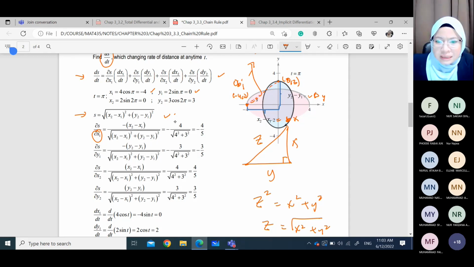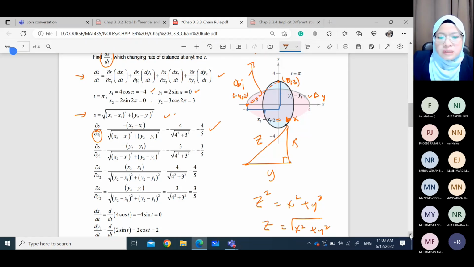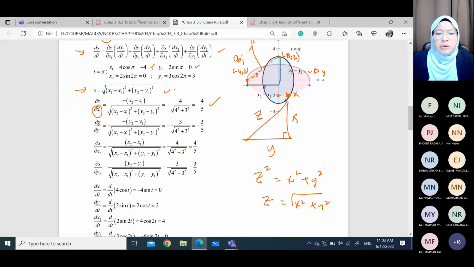Next you just enter the values. X1 is negative 4, X2 is 0, and so on. So you substitute, and here the derivative of S with respect to X1 is negative 4 over 5. We repeat the same procedure, differentiating with respect to Y1 on S, and entering all the values we obtained above, we have negative 3 over 5. Next, the derivative with respect to X2 on S is 4 over 5, and the last one is 3 over 5.